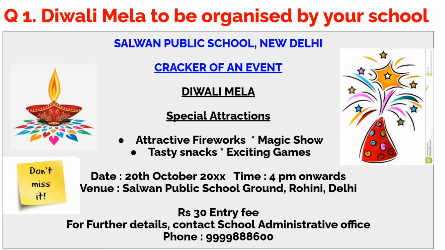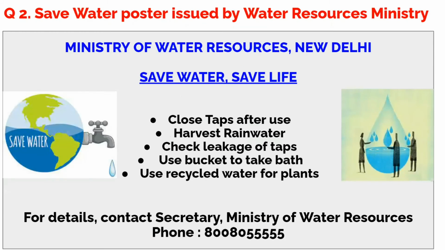Then date 20th October, जो भी date डालना हो, time 4 PM onwards, right? आउटसाइड टाइम नहीं देंगे, जनरली ऑनवर्ड सबसे 4 बजे से शुरू होगा. वेन्यू सलमान पब्लिक स्कूल, प्लेग्राउंड, रोहिणी, दिल्ली. ₹30 एंट्री फी. अब इसके आगे और आपको डिटेल्स चाहिए तो कॉन्टैक्ट द स्कूल एडमिनिस्ट्रेटिव ऑफिस, और फोन नंबर भी दिया है. दिस इज हाउ ए गुड पोस्टर इज टू बी मेड, जिसके कि आपको पूरे 3 में से 3 नंबर मिल जाएंगे. एक और एग्जांपल देते हैं.